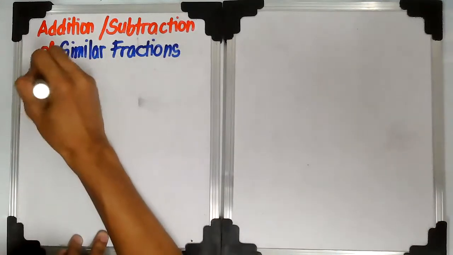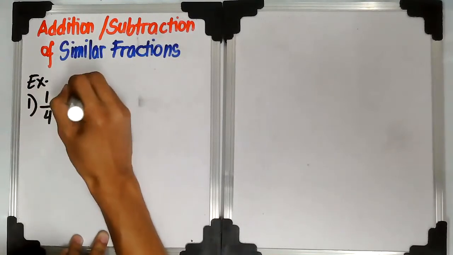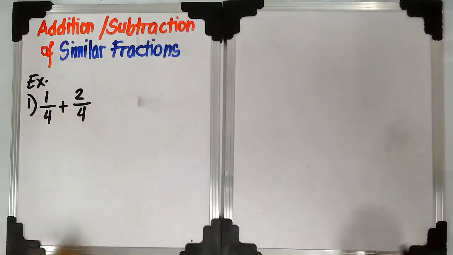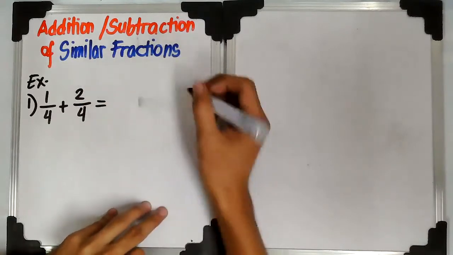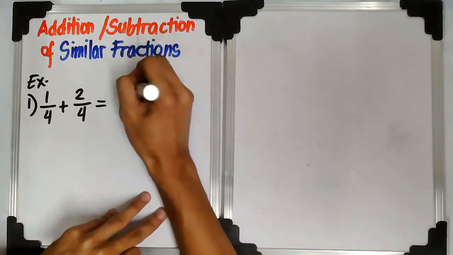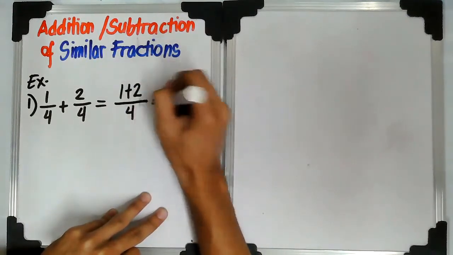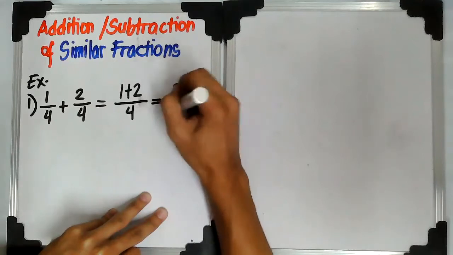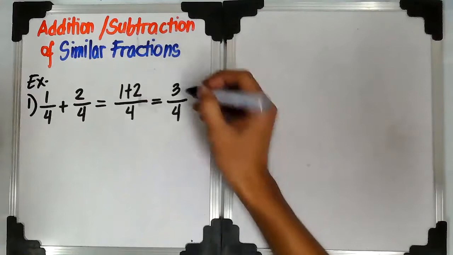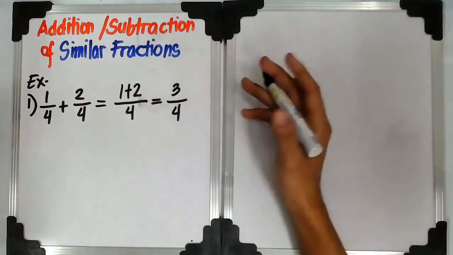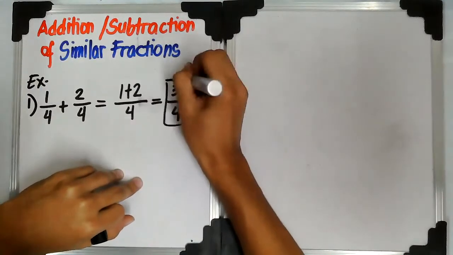Let's have examples here. Let's have number 1. We're going to add 1/4 plus 2/4. All right. Since we have two of the same things that we're going to add here, basically this will just be equal to the sum of their numerators, all over 4. So this will be equal to 3/4. Before we box this, make sure that this will be your final answer. So are 3 and 4 still simplifiable? If not, since 3 and 4 are relatively prime, this will be your final answer.